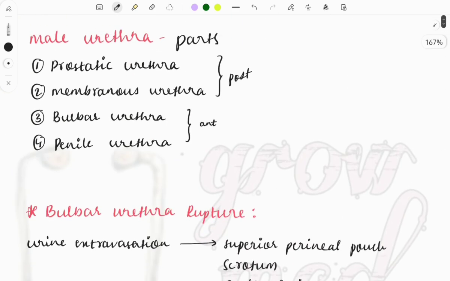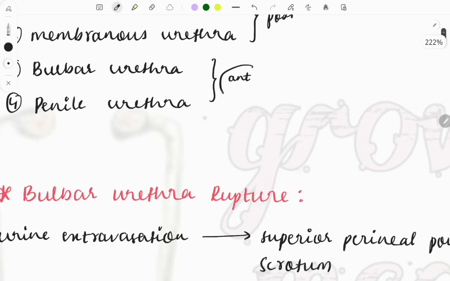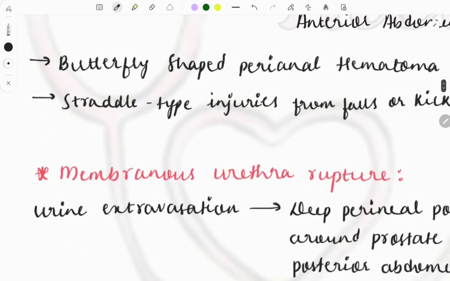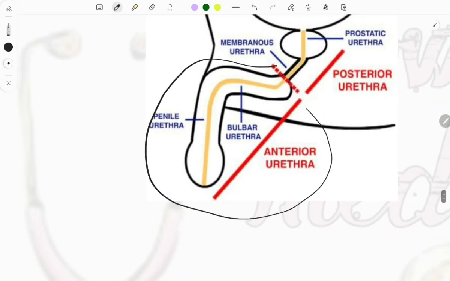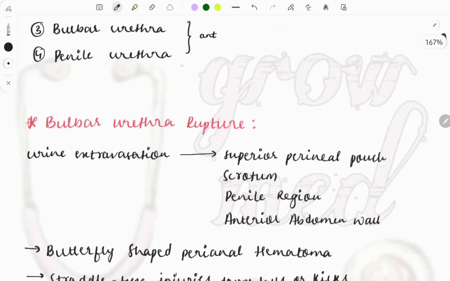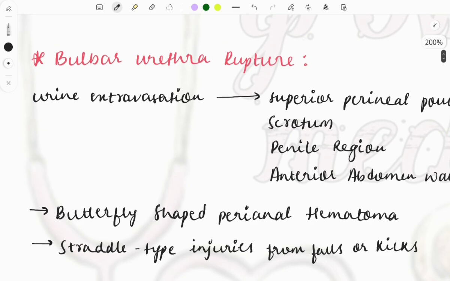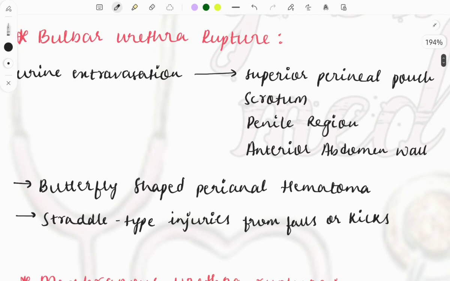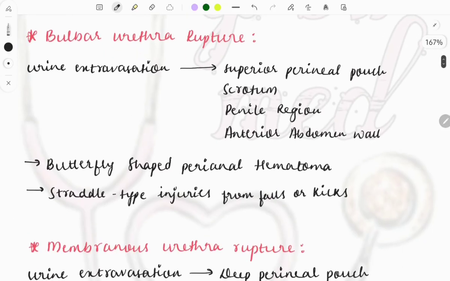Now let's look at the injuries. If there is a bulbar urethra rupture, which part is it? It is the anterior part. So the blood will be collecting mostly in the anterior region, and blood can be seen at the tip of the meatus. This can be described in the clinical case: blood present at the tip of the meatus. You also need to remember the urine. Urine retention and extravasation of urine will happen in the superficial perineal pouch, scrotum, penile region, and the anterior abdominal wall.